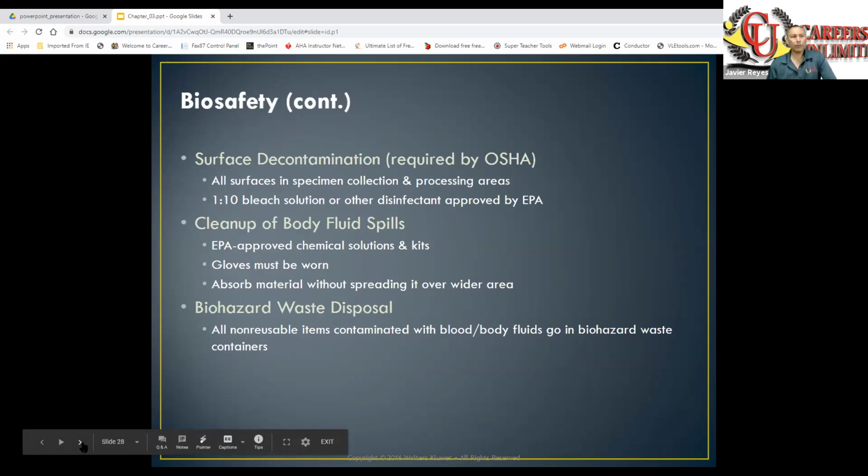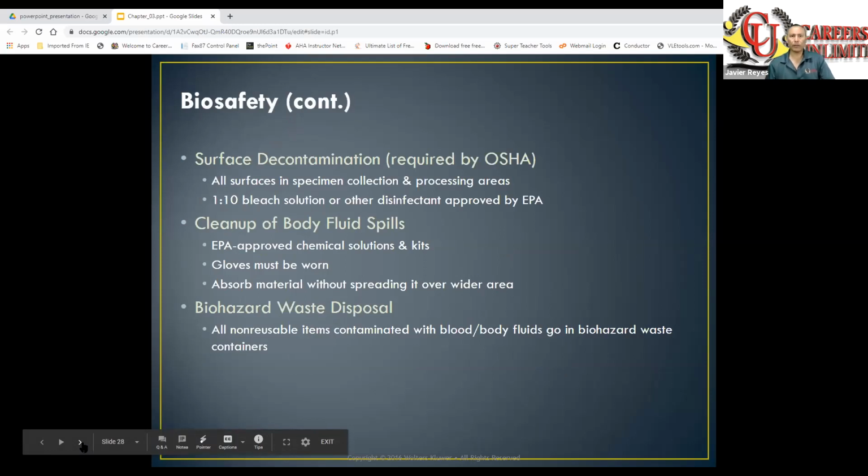Of course, we have to work in a clean environment, okay? We have to make sure that we disinfect surfaces. Remember the difference between antiseptics and disinfectants. Here, we're going to talk about disinfectants. If you're going to be cleaning an area that is contaminated with body fluids, let's say you spilled blood or urine, whatever it is, you have to clean up with a 1 to 10 solution of sodium hypochlorite.